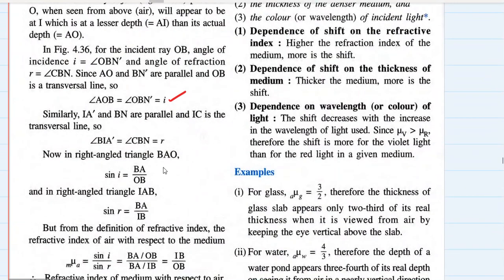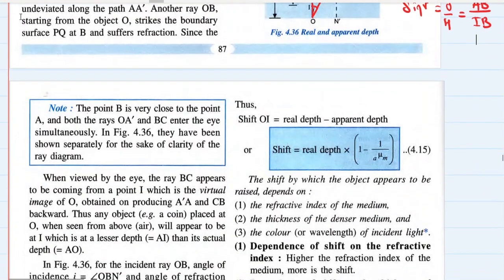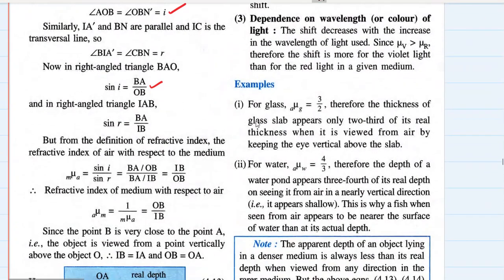Let's check. Correct. And in right angle triangle IAB, can you see triangle IAB? Can you see what sine r is equal to? Sine r is also equal to opposite upon hypotenuse, and the opposite of r again is AB, and the hypotenuse is IB. So sine r is AB upon IB. Sine i's value we have got and sine r's value we have got.